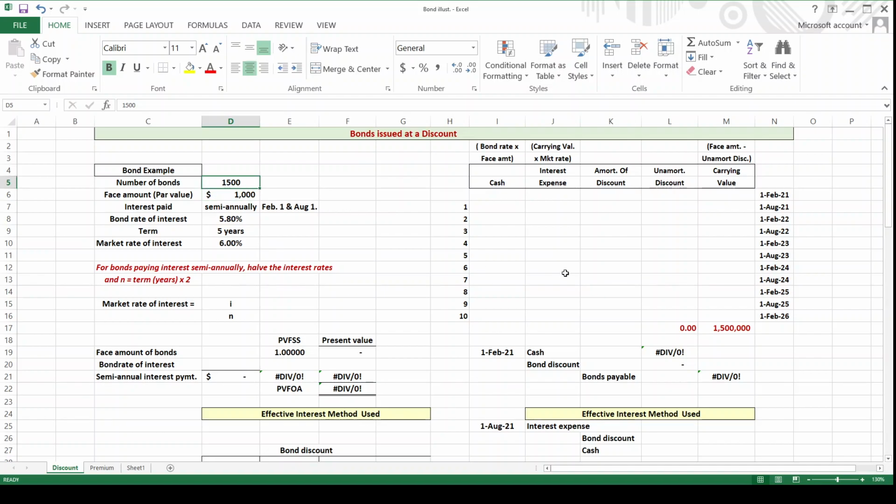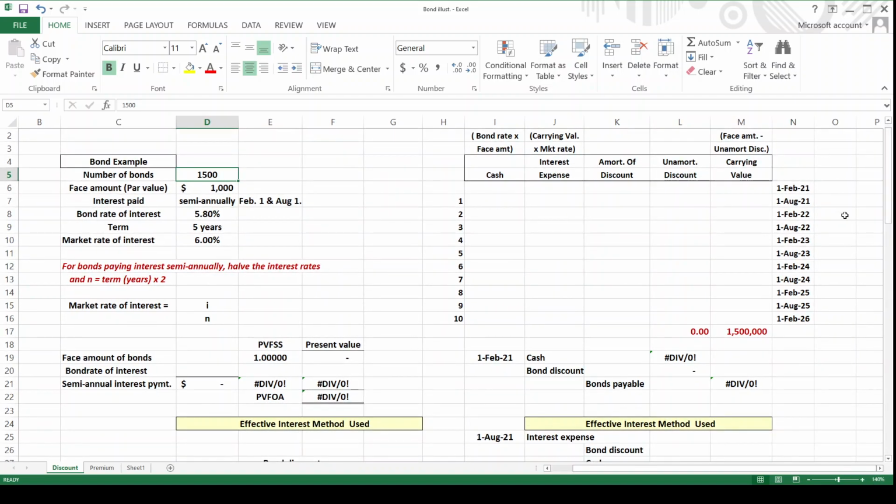We are going to look at 1,500 bonds being issued. That's 1,500 times $1,000. These bonds are going to pay interest semi-annually, which is typical, every half year. And the bond rate of interest is 5.8%. So that's an annual rate. Because we're paying interest semi-annually, we're going to have to halve that rate to find the cash flow that occurs every 6 months.